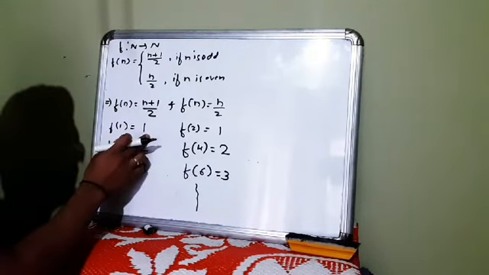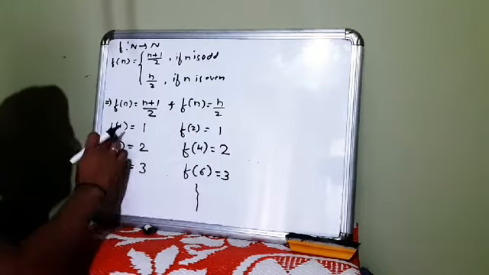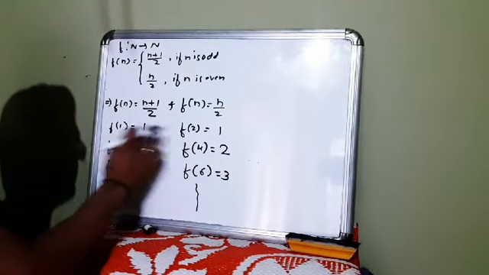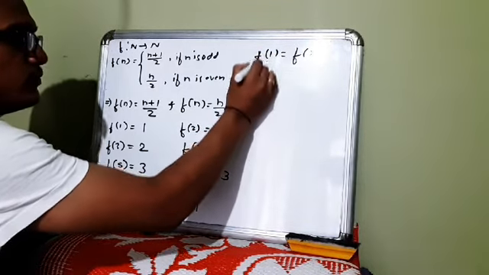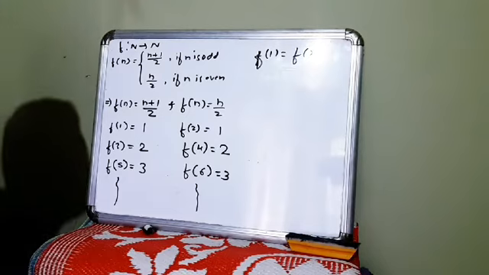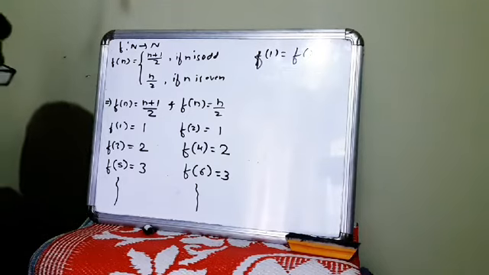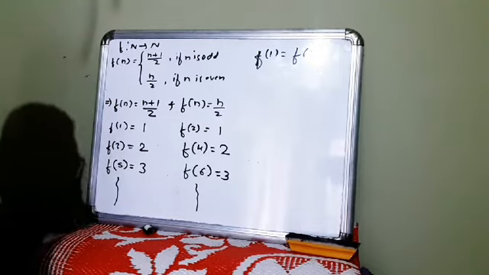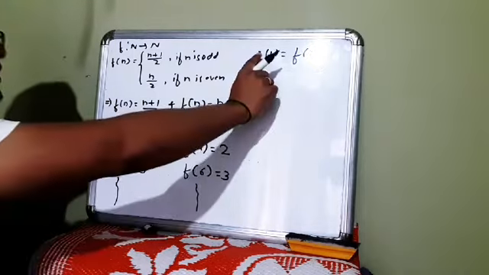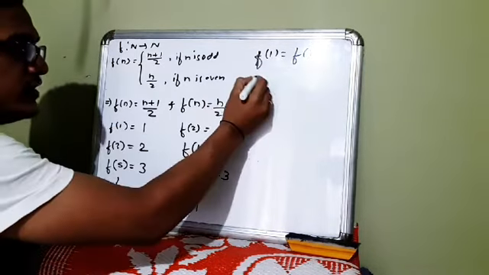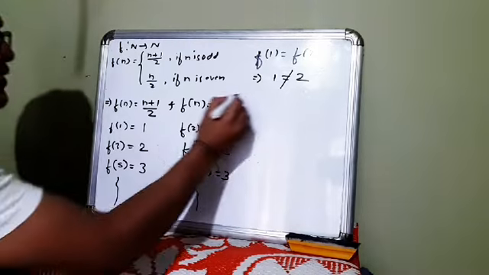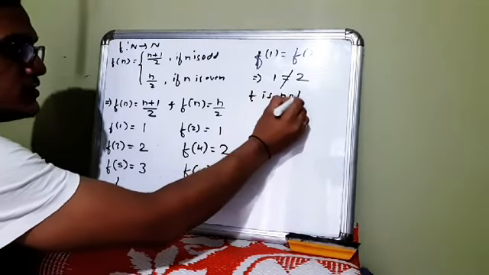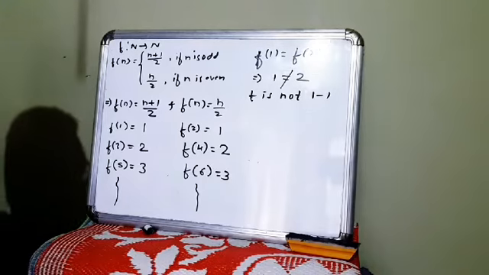See here, f of 1 is 1, f of 2 also 1. So if the RHS is the same, then we can equate their LHS. So therefore f of 1 is equal to f of 2. But here, to check one-one, the definition says that when f of x1 is equal to f of x2, it implies x1 is equal to x2, right? So when f of 1 is equal to f of 2, it implies 1 is equal to 2, which is not true. Therefore f is not one-one.